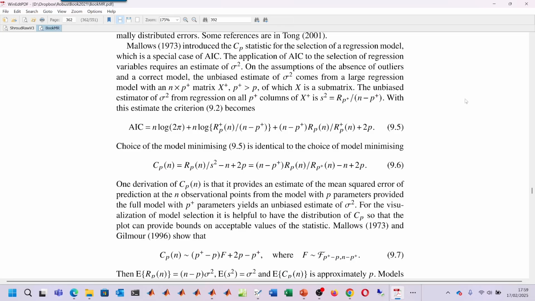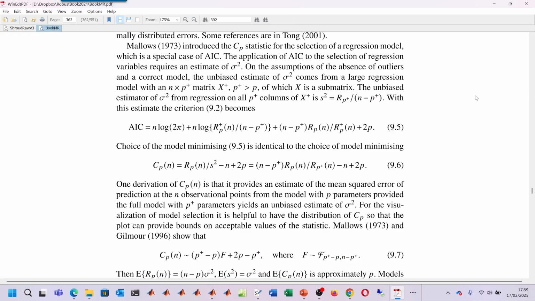There are many numerical methods, arbitrary numerical methods, one could describe them as, which consider ways of adding or subtracting terms from the model. You can start from all the terms and subtract. You can start from none and add one at a time. And then you can find the model that gives you the minimum residual sum of squares. However, these are purely arbitrary and do not have any statistical underpinning.